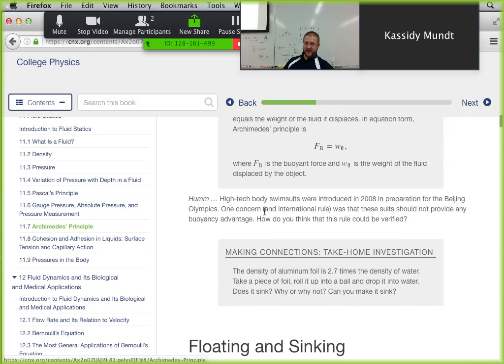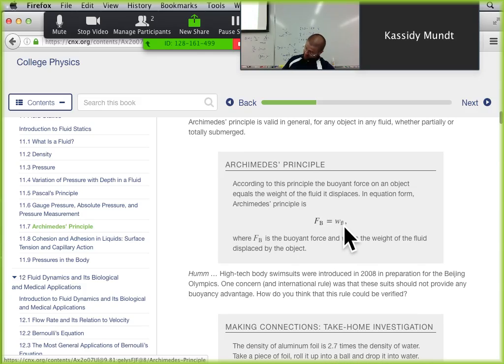So instead of buoyant force equals weight of fluid, you have buoyant force equals rho, density of fluid, times V, volume of fluid, times g, the gravitational constant.